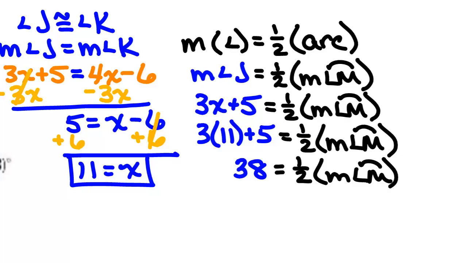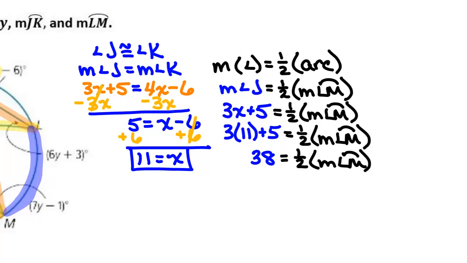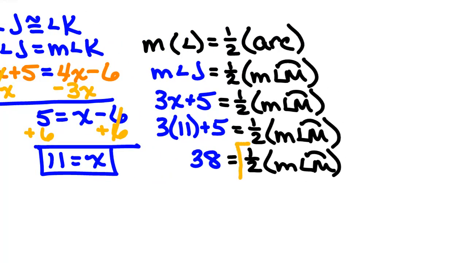I want LM all by itself. So what do I want to get rid of? Yes, I want to get rid of the fraction. Multiplication is how we get rid of fractions. We're going to multiply by the denominator, and the denominator is 2. So we're going to multiply both sides by 2. The 2 in the denominator cancels out with the 2 that I'm multiplying by. So there are no more 2's left over on the right-hand side.